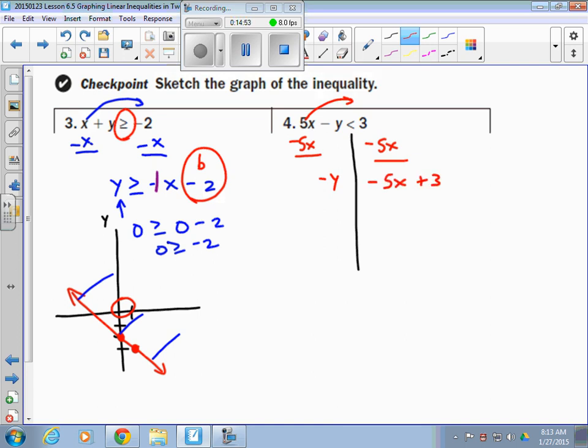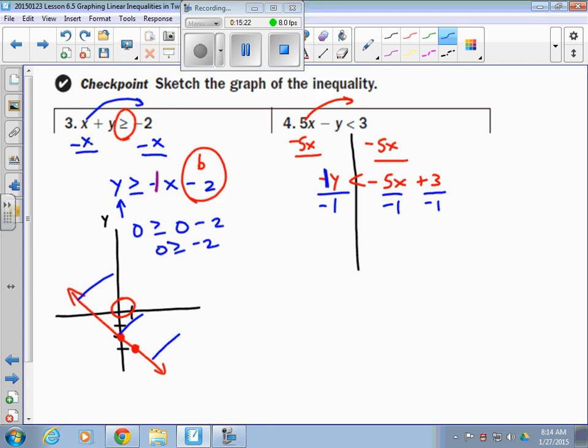Notice I reordered the right-hand side. Do I have to reverse the inequality symbol or leave it alone, based on the fact that we subtracted 5x? Leave it alone. We did not multiply or divide by a negative number. Now it says negative 1y. So that means negative 1 times y. You undo that times by dividing by negative 1. If you divide that term, make sure you do it to everything on the other side.